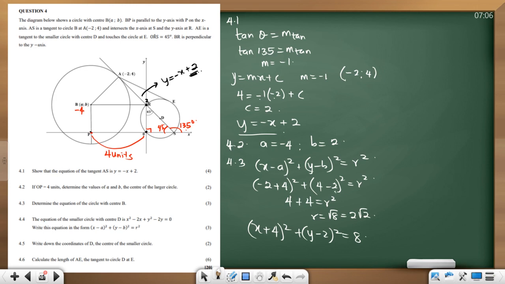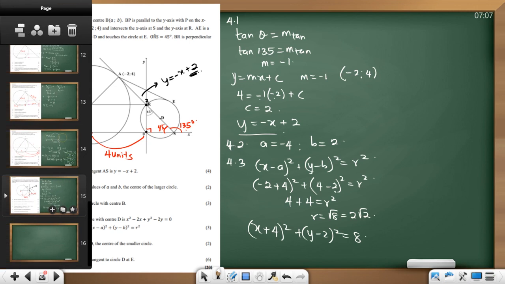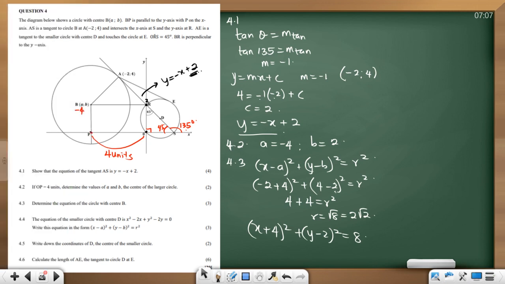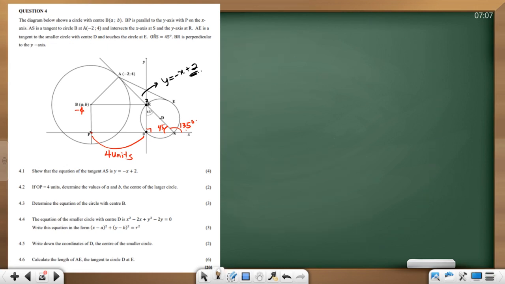Now 4.4, the equation of the smallest circle with diameter AB is x squared... Oh, we have to complete the square. When I see this, I'm always excited because it is some free marks for everyone. Completing the square. 4.4: x squared minus 2x plus y squared minus 2y equals to what? 0. Let's complete the square together quickly.